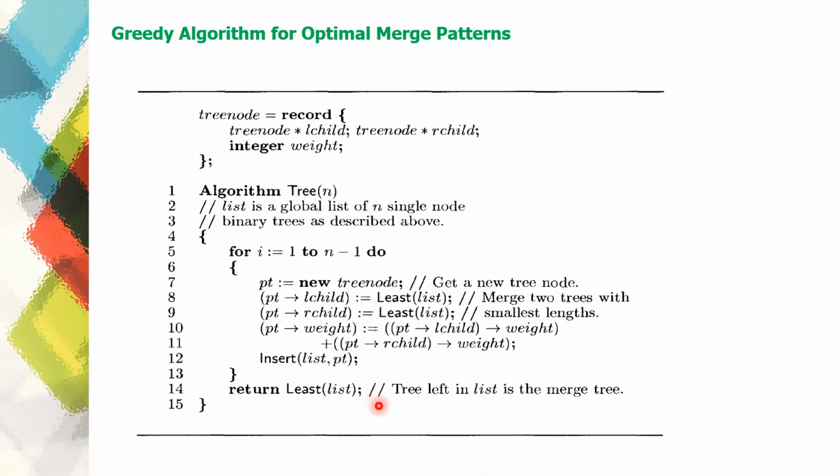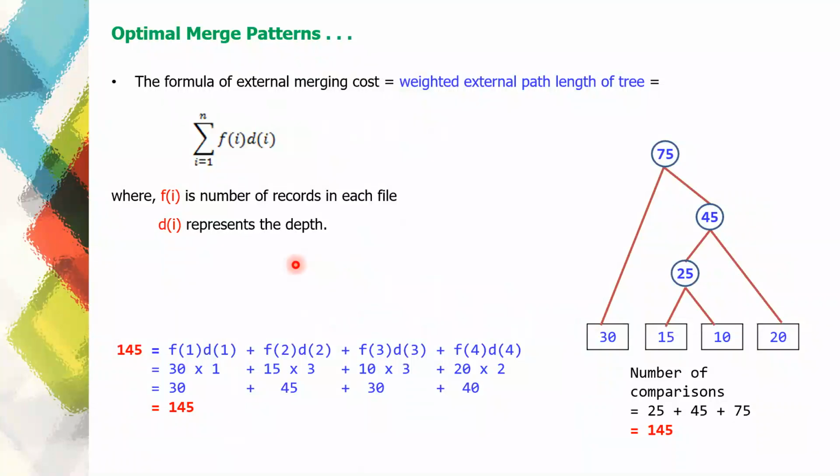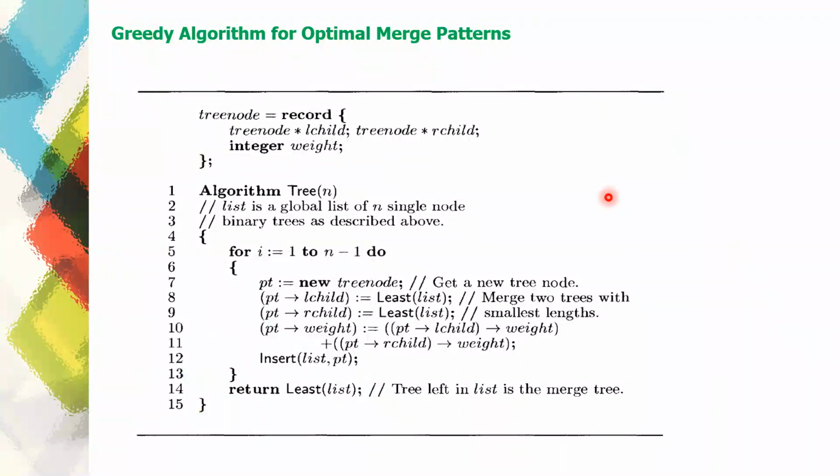Now, this is the algorithm which generates an optimal merge tree. You are going to repeat the process n-1 times. If you can see the figure here, there are 4 lists. How many merges did we perform? We have performed 3 merges. First merge, second merge, and third merge. So if there are n number of lists, you'll have to perform n-1 merges. So this is the process for merging.